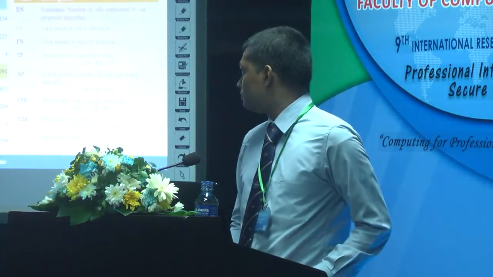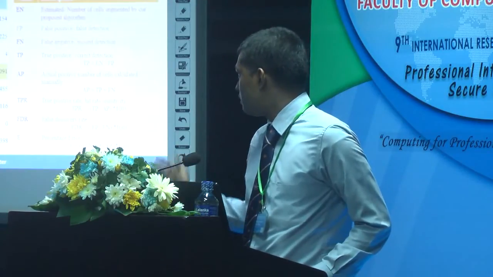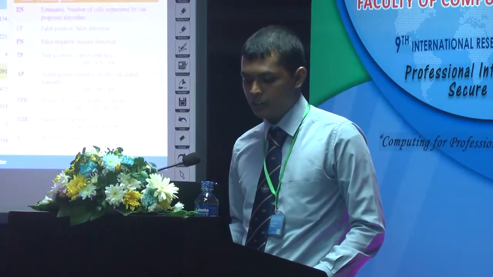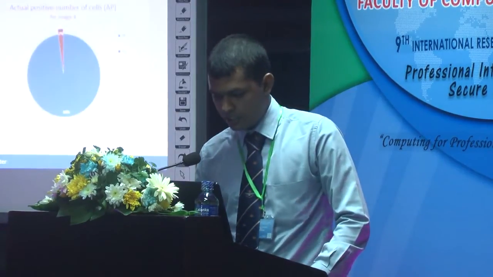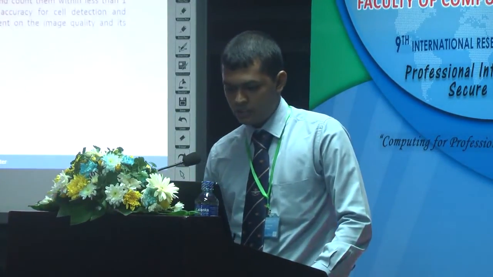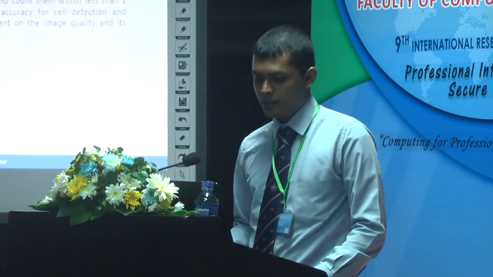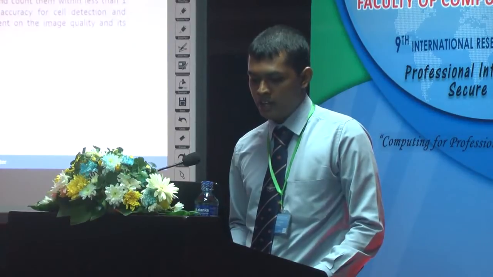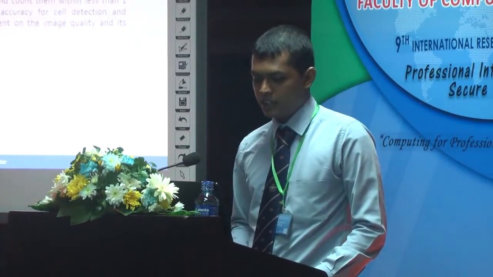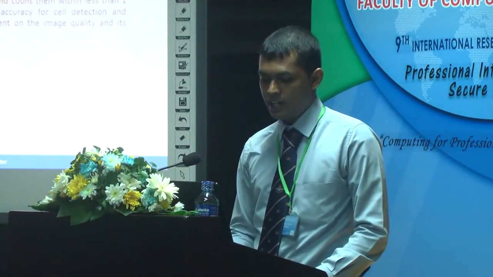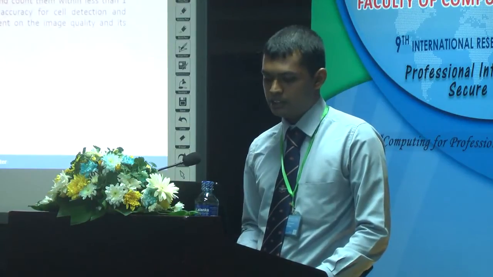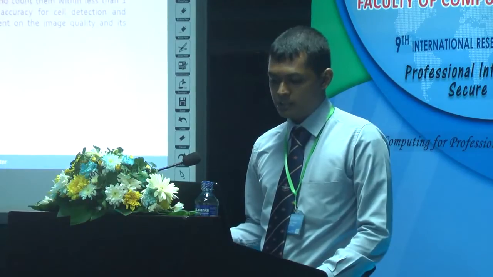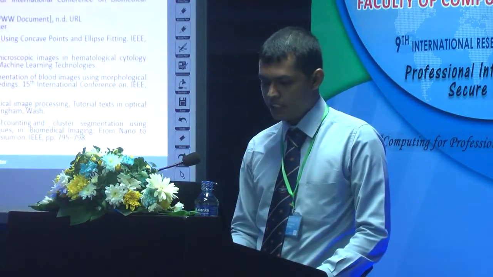And this is about results. EN means the estimated number of cells counted by our proposed algorithm. The conclusion is that our proposed algorithm can identify red cells and count them within less than 1 minute, and it has more than 85% accuracy for cell detection and segmentation. However, this accuracy depends on the image quality and its brightness.